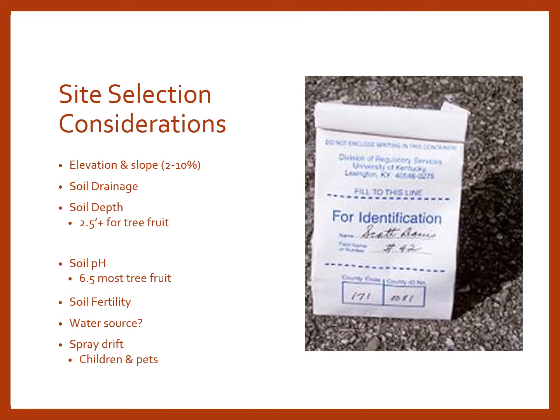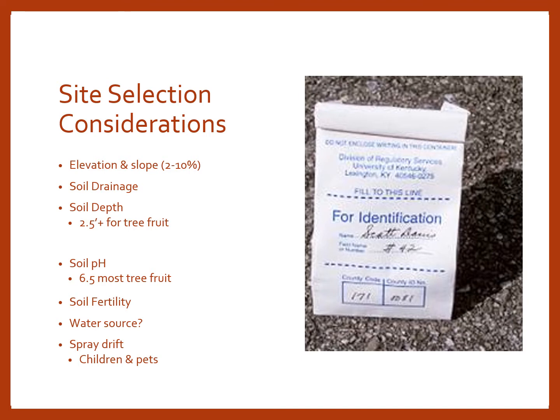We also want well-drained soils. Most of our fruit crops, especially apples or most other fruit trees, do not like to have wet soils. And you do need a decent soil, a soil depth of 2.5 feet or more for good fruit tree production. Soil pH for apples is about 6.5, which is also for most of our fruit trees.